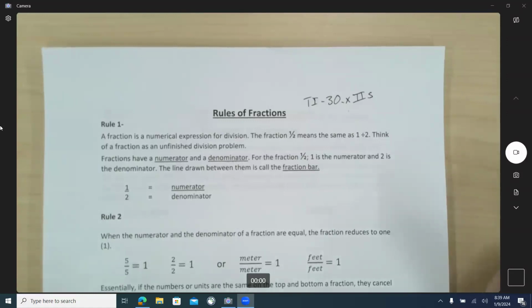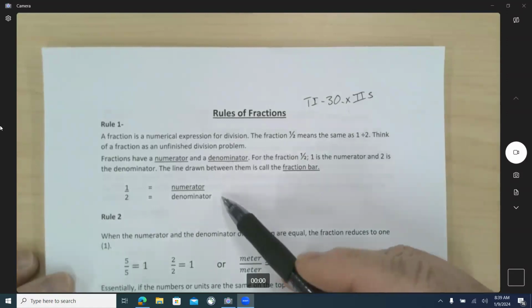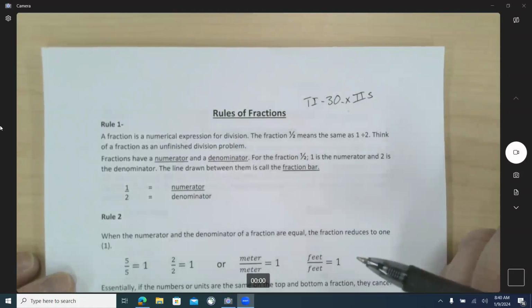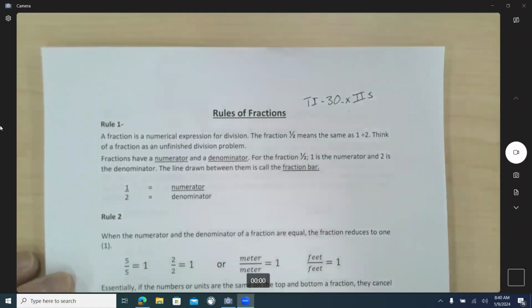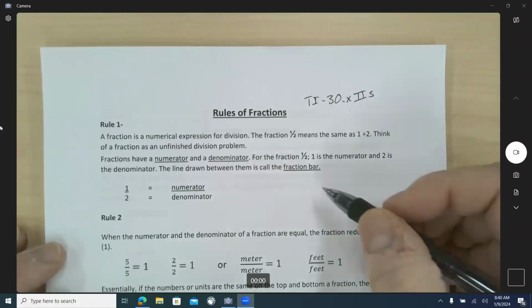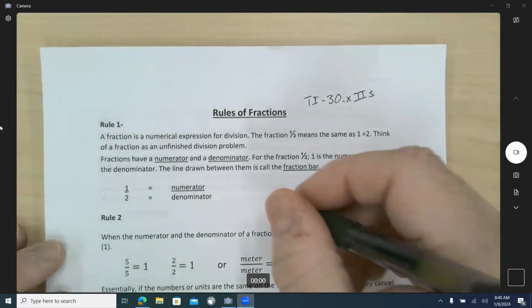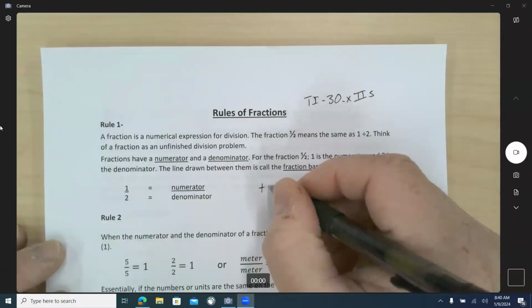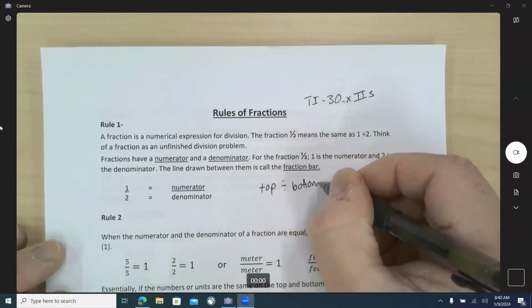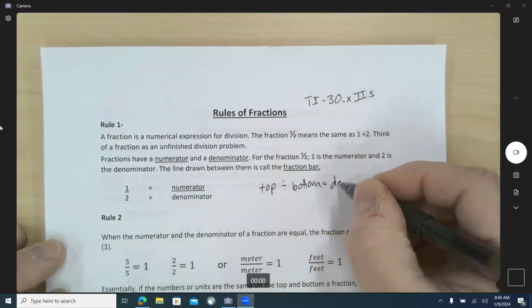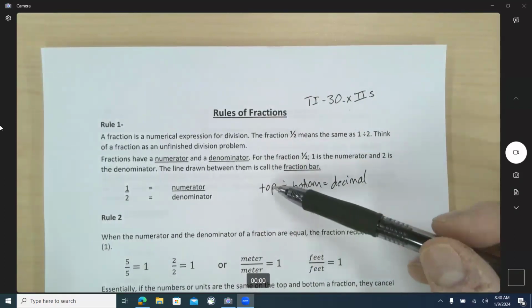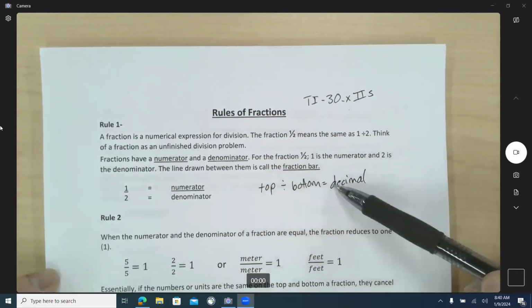Okay, so the very first rule of fractions is knowing that you have the numerator over the denominator, or like I like to say, the top number divided by the bottom number. So the top is always going to be divided by the bottom, and this is going to give you a decimal, all right? So the first rule of fractions is knowing what a fraction is. It is top divided by the bottom.